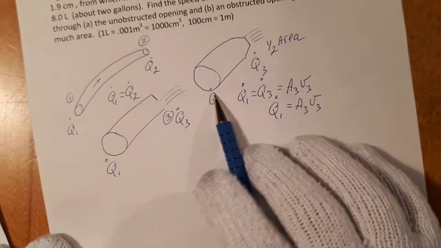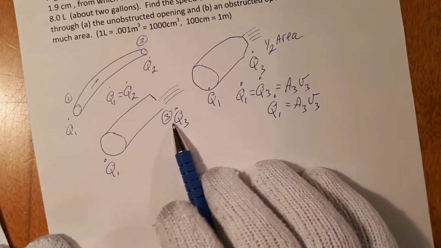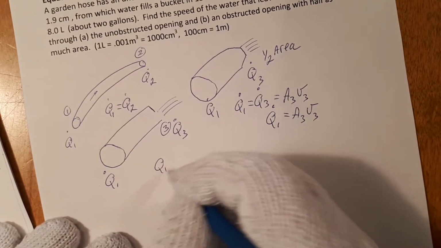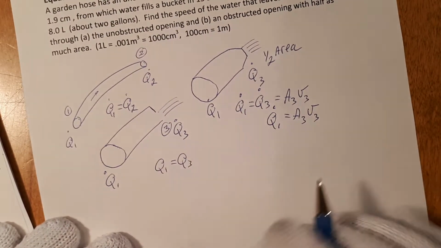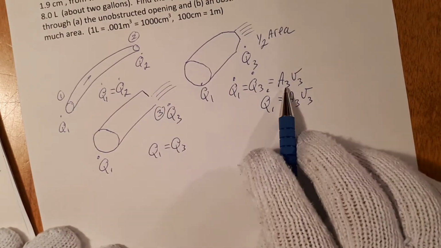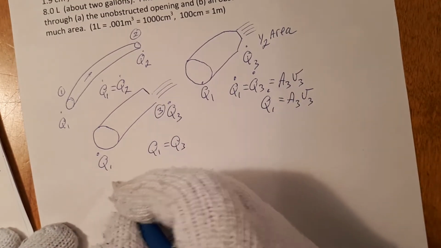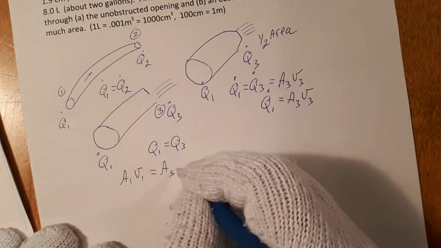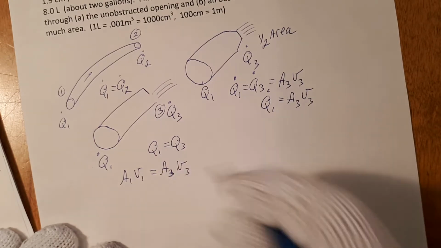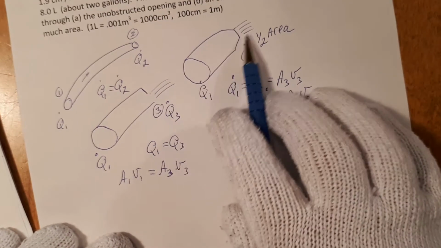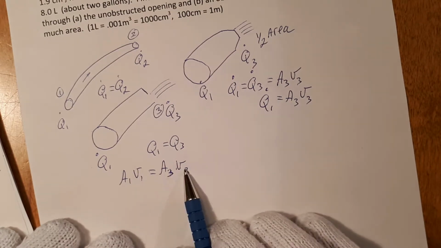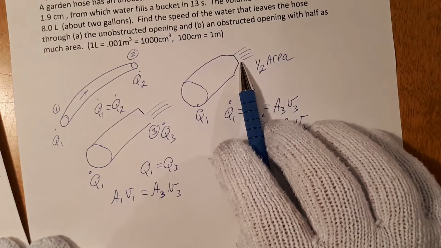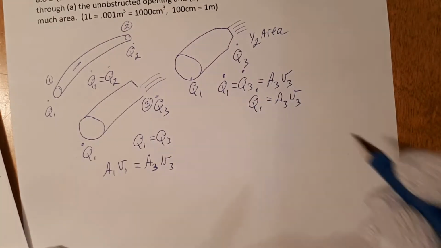If in this case Q1 is equal to Q3, therefore, looking at the right-hand side of the equations, I can make this equal to A1 V1 is equal to A3 velocity at 3. What goes in has to equal what comes out. That's what this states. Using the subscripts to denote we're talking about this area right here. Write down what is given.